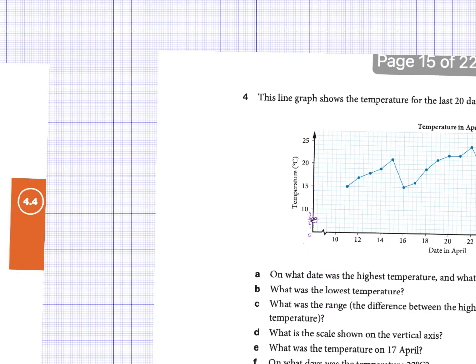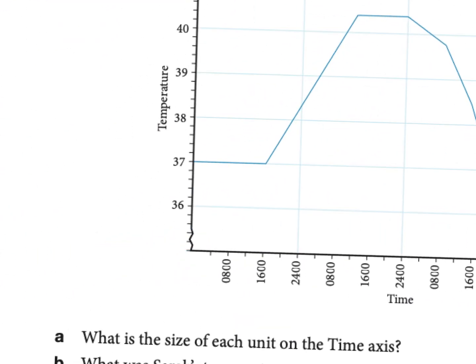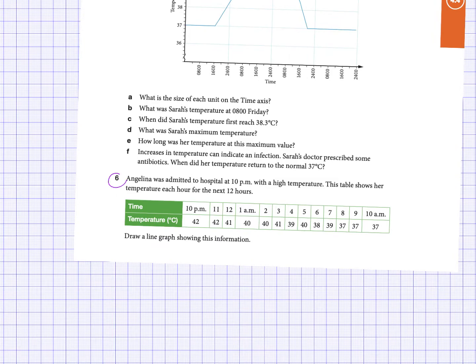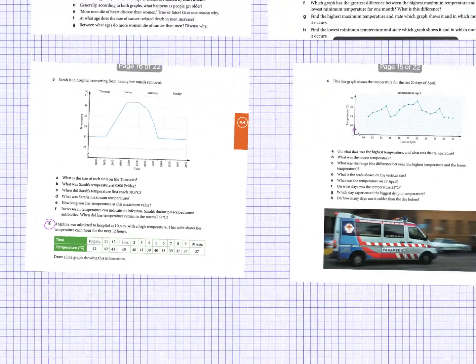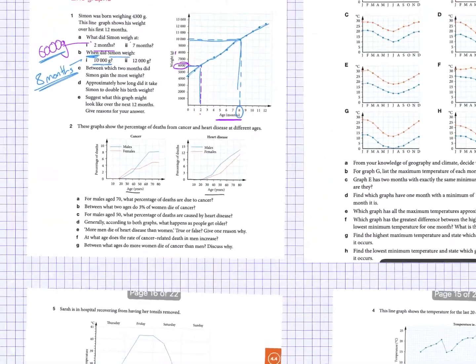So if you come to read those, just remember that. They've done the same thing over here. You'll notice that the first number is 36, but then the next number is 37, and there's clearly not enough space here for 0 to 36 to be on that axis, so they've chopped it out. That's something you can do if you come to draw your own line graphs as well. Question 6 here asks you to draw a line graph. That's the last one, and all the others are interpreting.